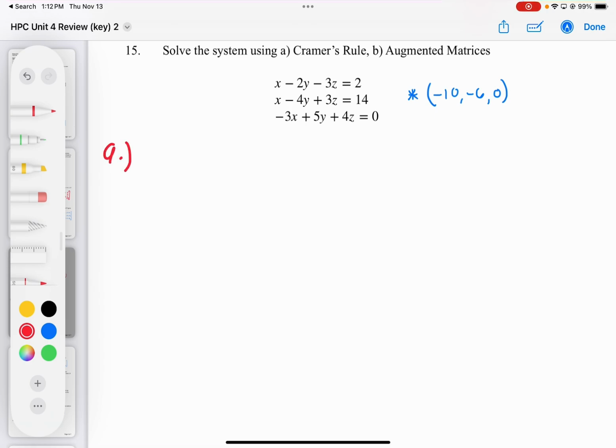Okay, how does this work? How do we do Cramer's rule? I don't like Cramer's rule. I love Cramer's rule. Cramer's rule is my favorite thing we've done. Perfect. I love to hear that.